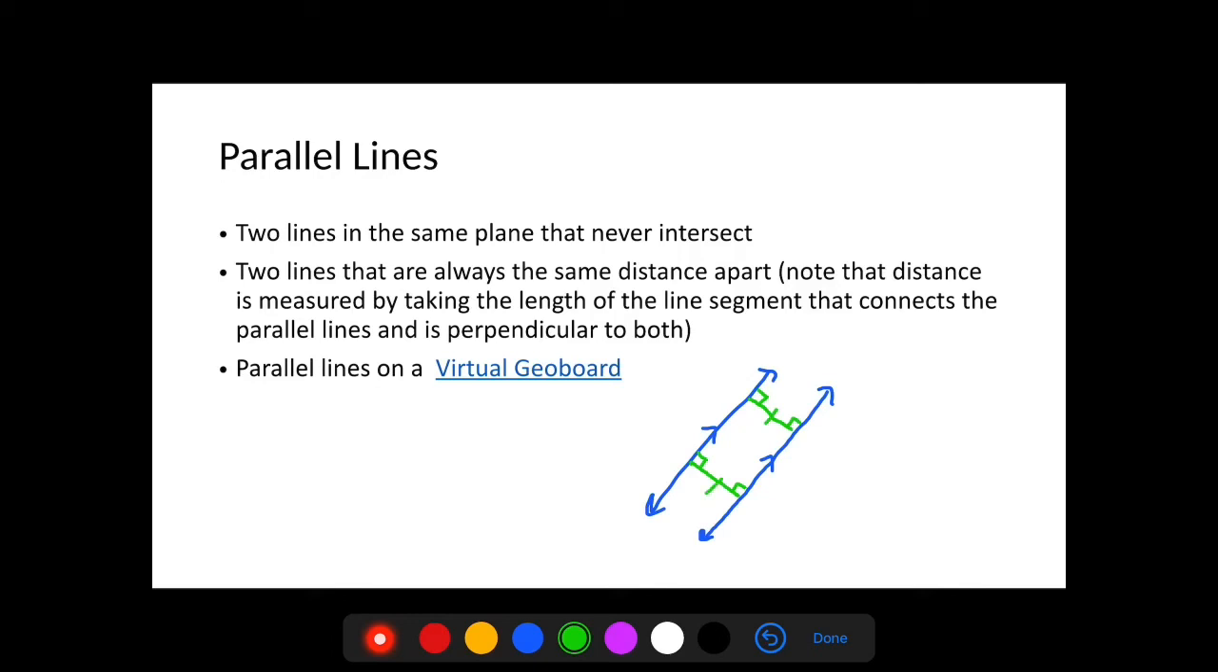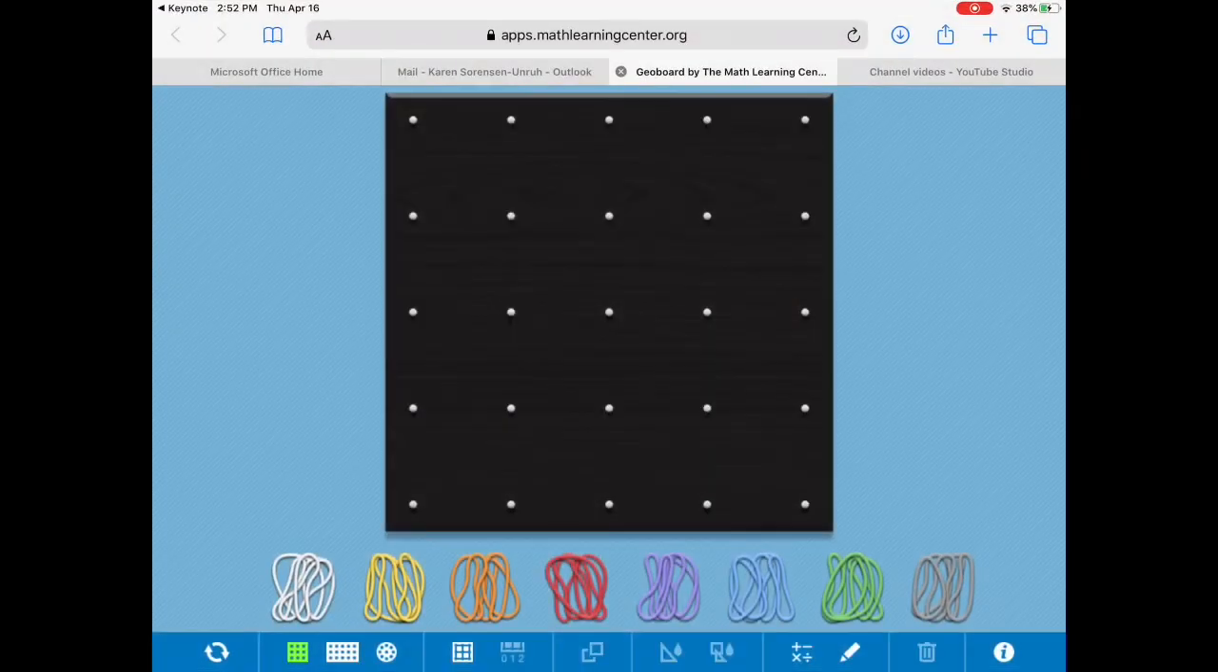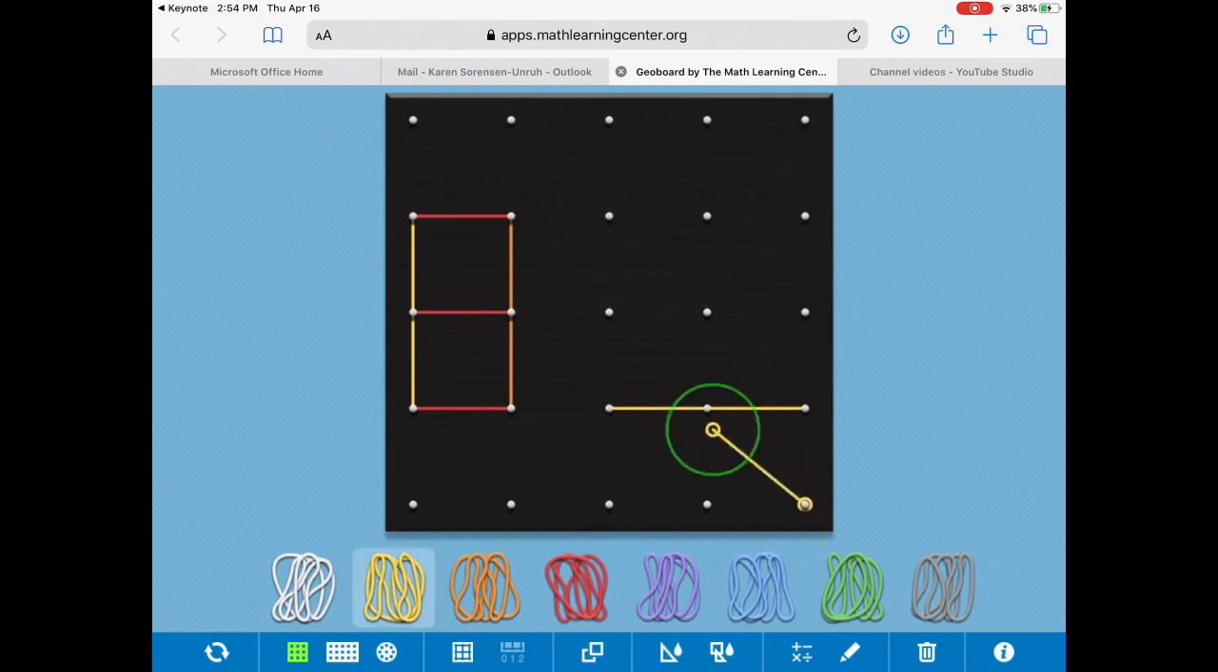So let's look at these on a geoboard. Again, if we are aligned with our square grid, then it's really easy. We have parallel lines. We can look at the distance between the two, the perpendicular line segment. It doesn't matter where I draw it. It's always going to be the same length right there. We could do this with horizontal lines as well. And following the grid, we'll have parallel lines.